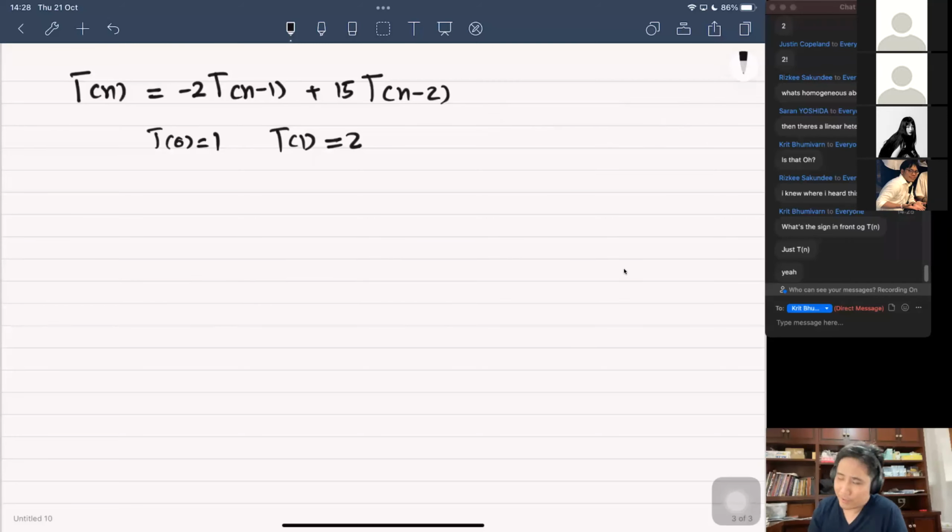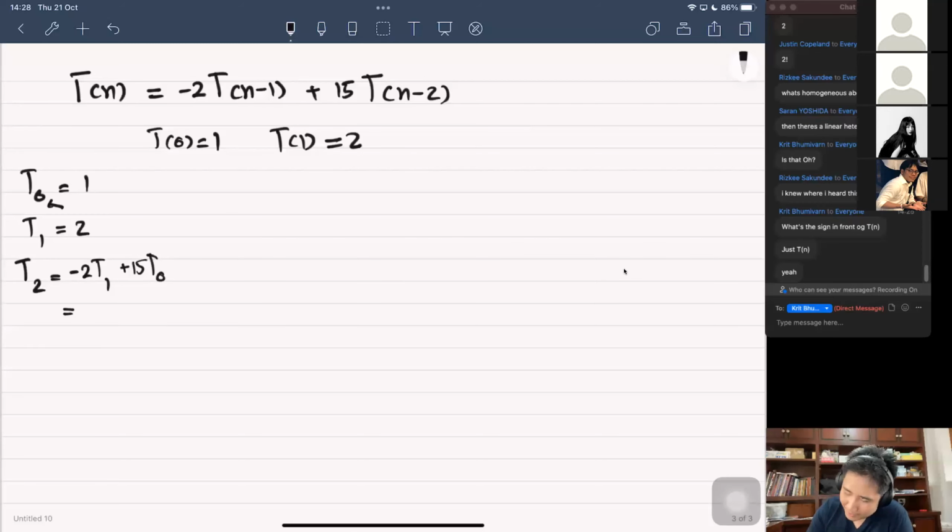Okay, so the first thing that we should do, let's plug in some numbers, and maybe you can stare at it and then you can tell me what's the formula, right? T0 is 1. Sometimes I put it here as a suffix to save some space. I really need a lot of space for this one. T1 is 2, and T2 is going to be -2 T1 plus 15 T0, which is -4 plus 15, which is 11.